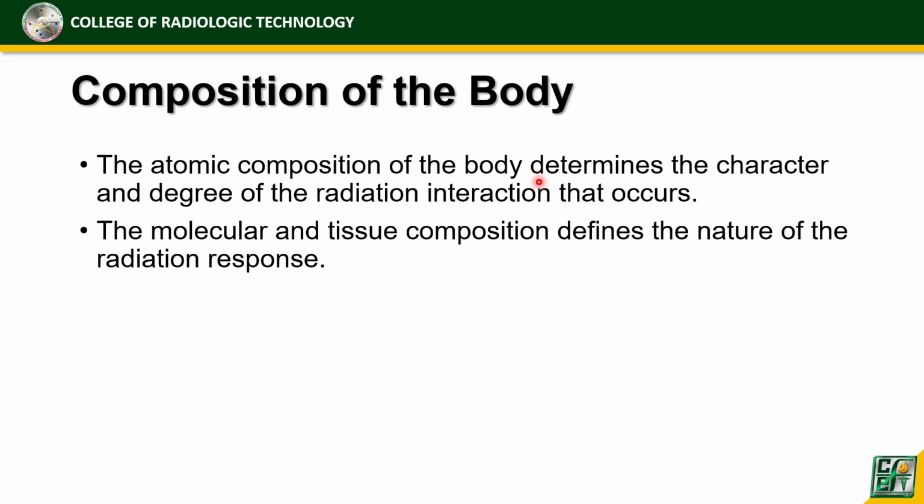There is radiation that is absorbed, there is radiation that is attenuated, and there are some that just pass through the body. So it depends on the atomic composition of the body, the interaction between the body and radiation. The molecular and tissue composition defines the nature of radiation response. They determine how our body will react to radiation. So those are different: the atomic composition is different from the molecular and tissue composition.